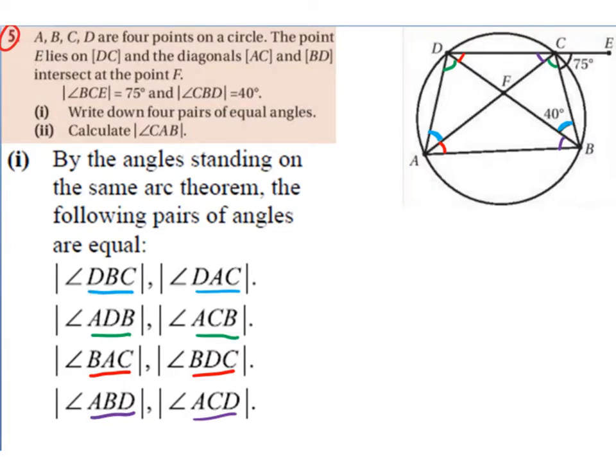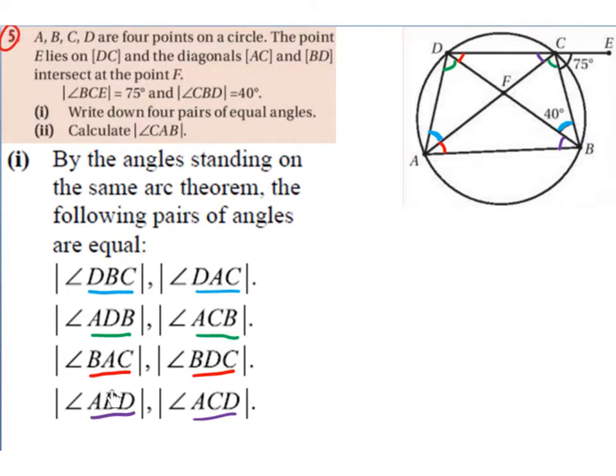The angle ADB, drawn in here in green, is equal to the angle ACB. So again, this time we're using the arc AB, so this angle is equal to this angle, because both these angles are standing on the same arc, A and B. The angle BAC, so this angle here drawn in red, is equal to the angle BDC, so this angle here drawn in red. Again, they're standing on the same arc. This time the arc is CB. So this angle is equal to this angle, because they're both standing on the same arc, CB.